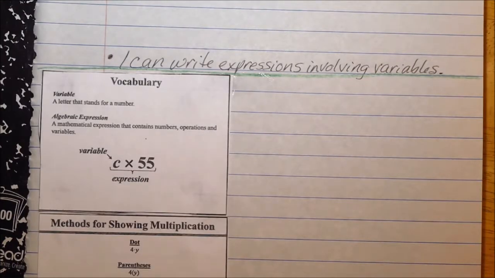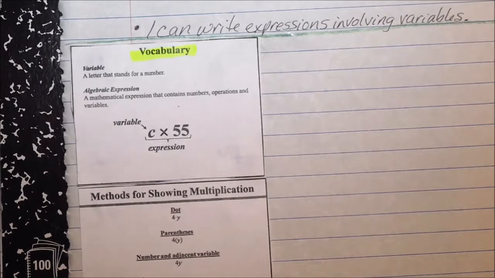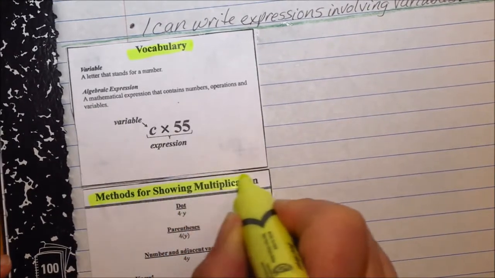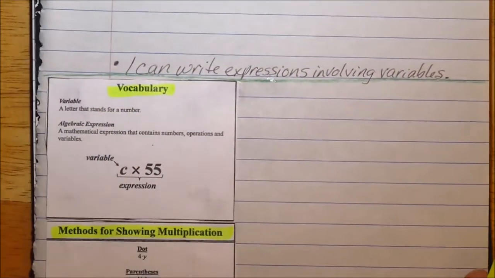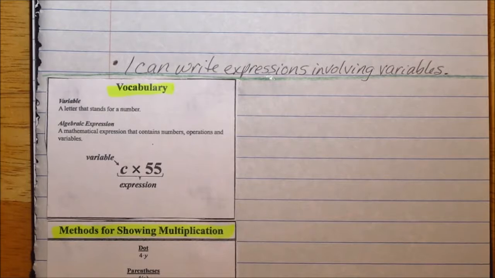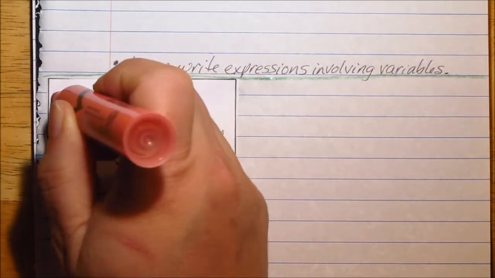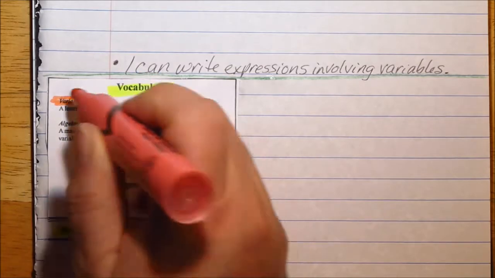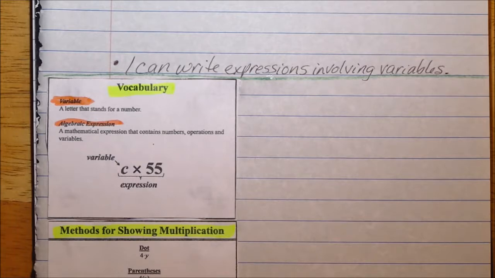Okay, so let's yellow highlight our titles here. This one is vocabulary, and this one down here is going to be the methods for showing multiplication. And we'll talk about our vocabulary first. All right, so this is truly new vocabulary for most of you. We're going to be talking about what is a variable. What is an algebraic expression? Okay, and then what the different parts are, what they look like.